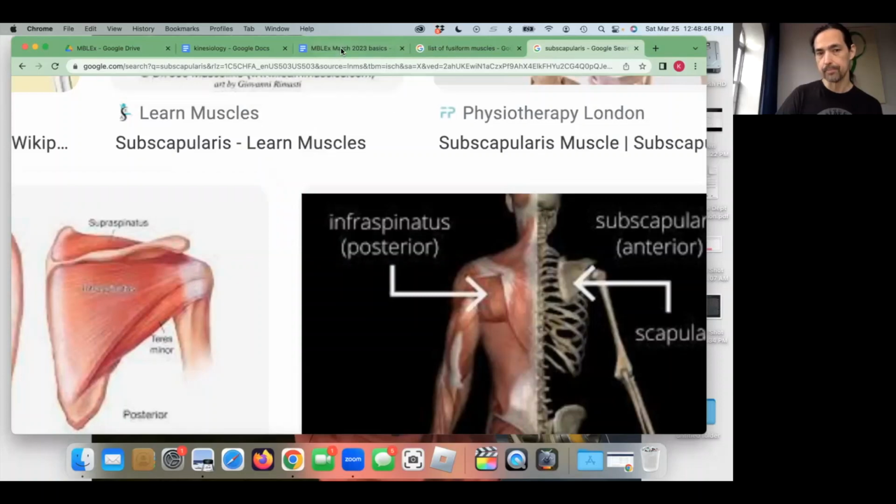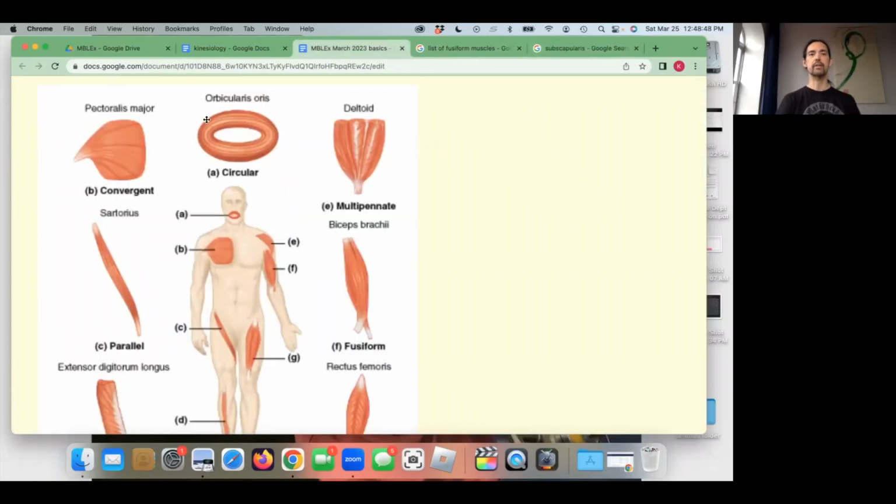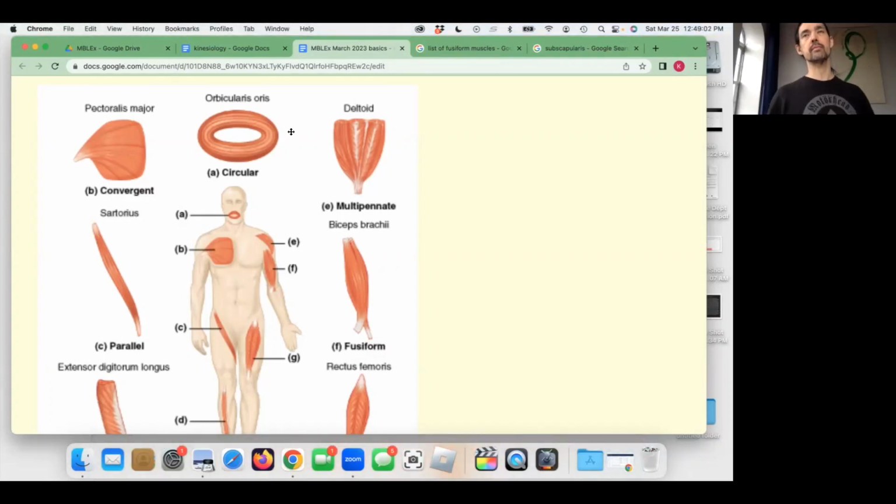Okay, and then the orbicularis oris, we don't really need to review all those, but that's any circular muscle in the body, right? So that would be the mouth, the eyes, the rectum, and then there's also, I believe, the cardiac sphincter, the one that closes off the esophagus from the stomach. I believe that's also an orbicularis, also a circular muscle.